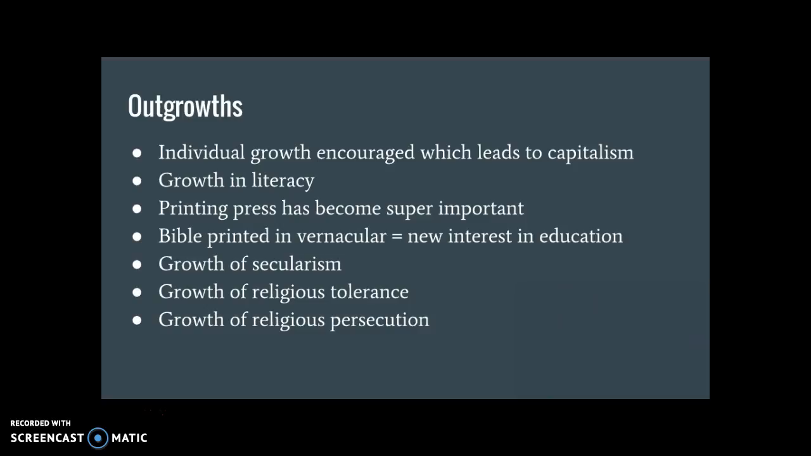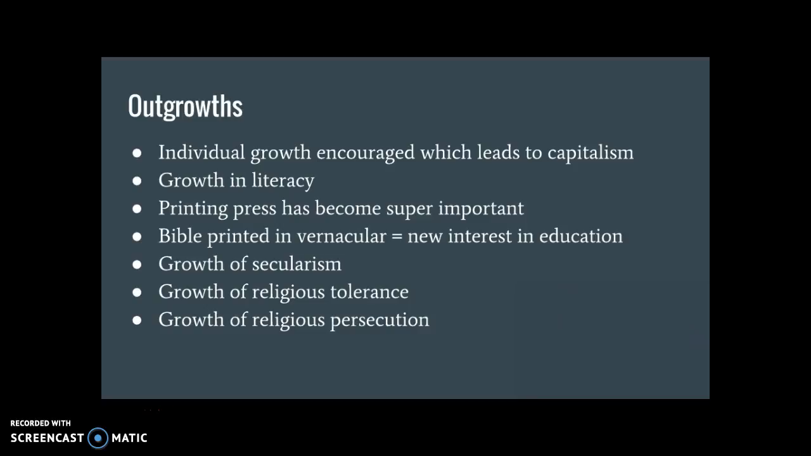Because of this, people are going to want to have more of an interest in learning how to read. Since they no longer have to depend on the church or priests to translate and interpret the Bible for them, they want to know how to read. So we see where they're going to start to want to go to school. They want to have more of an education so they can read the Bible for themselves in their own language.